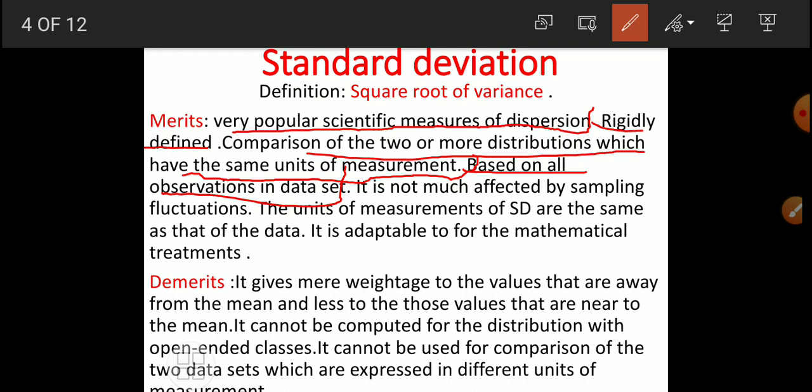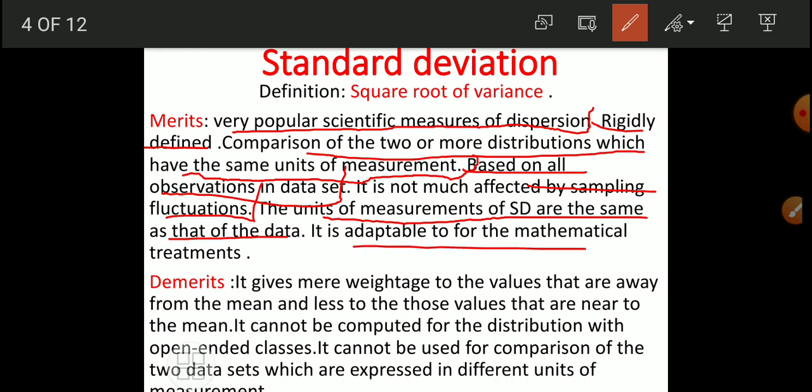It is not much affected by sampling fluctuation. Suppose there are fluctuations at the time of sampling, maybe due to a person or due to some difficulty, that fluctuation in the sampling will not affect the final value of a standard deviation. So this is also one of the most important merits of a standard deviation. The units of measurement of a standard deviation are the same as that of the data.